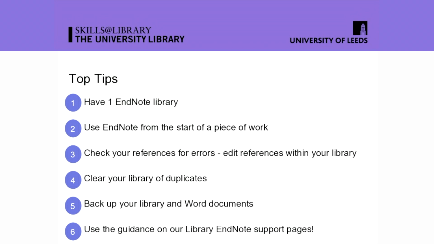We would recommend that you back up your library and your Word documents. So always save your Word document in at least 2 or 3 different places, on your M drive, on a USB, maybe in the cloud as well. You can back up your library as well. You just need to make sure that you're saving the 2 files that Simon told you about, the .enl file and the .data folder.